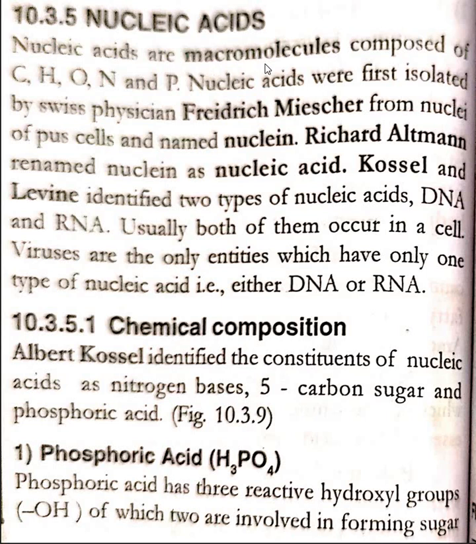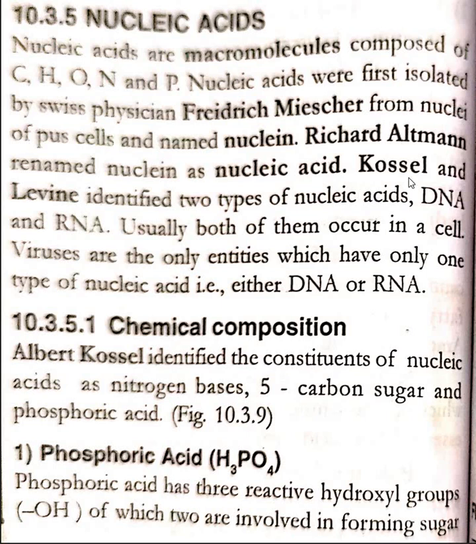So, nucleic acids are macromolecules composed of CHONP: carbon, hydrogen, oxygen, nitrogen, and phosphorus. Nucleic acids were first isolated by Swiss physician Friedrich Miescher from the nucleus of pus cells and named nuclein. Richard Altmann renamed nuclein as nucleic acids. So, the name nucleic acids was given by Richard Altmann, and nuclein was the name given by Friedrich Miescher.